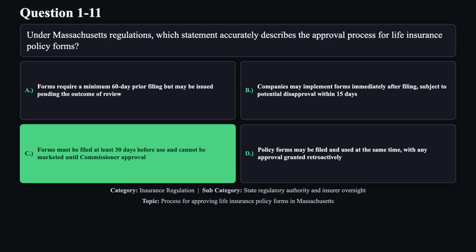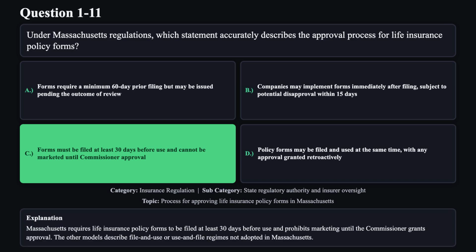The correct answer is C. Massachusetts requires life insurance policy forms to be filed at least 30 days before use and prohibits marketing until the Commissioner grants approval. The other models describe file and use or use and file regimes not adopted in Massachusetts.